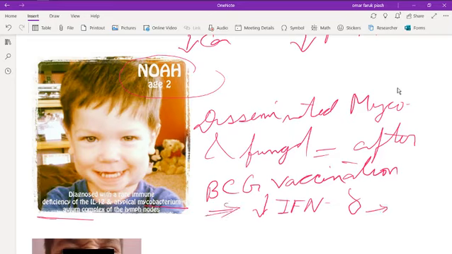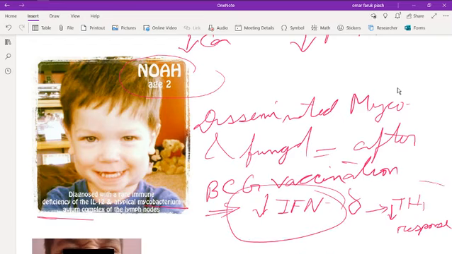In here there is decreased T helper 1 response, and decreased interferon gamma. From macrophage there is interleukin 12, then interleukin 12 will stimulate its receptor, which will stimulate interferon gamma. And in here there is decreased interferon gamma and decreased T helper 1 response.